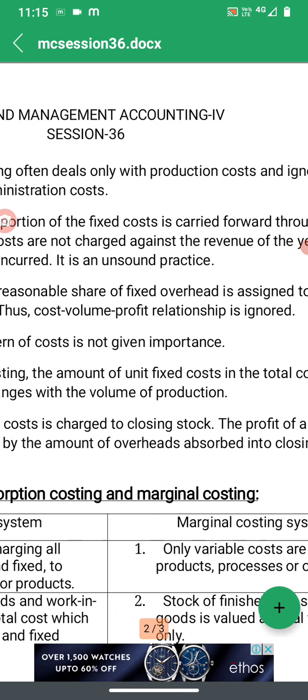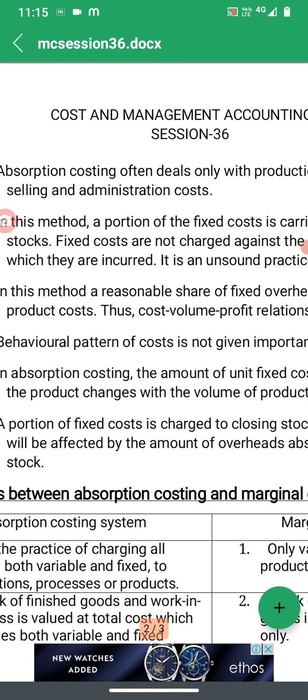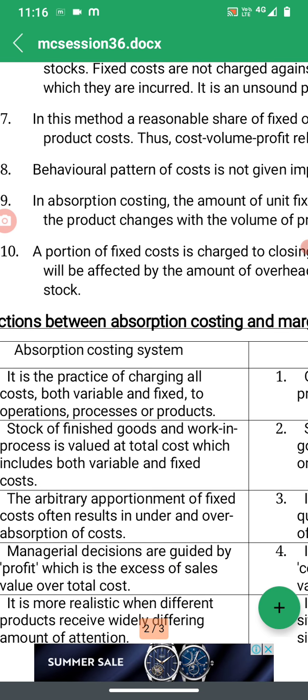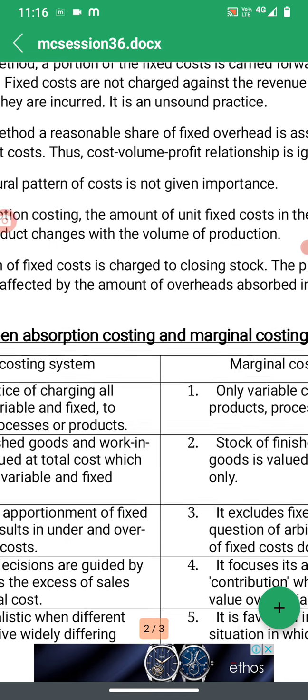So cost volume profit relationship is ignored. See, in case of marginal costing, we understand the cost and profit in relation to the volume. So we take into account the volume of output, and then we see what the changes in volume are and what the changes in cost and profit are. That is, the impact of changes in the volume on cost and profit is measured. So that is not done in this particular case.